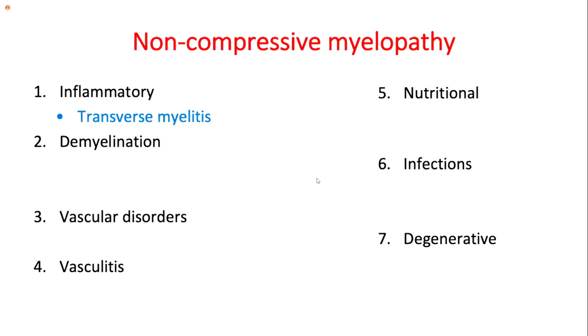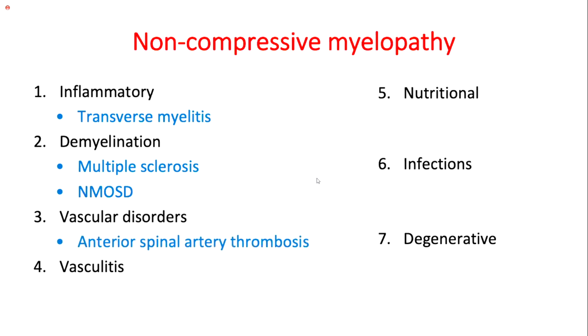Inflammatory, you need to know transverse myelitis. 2 types. One is multiple sclerosis. The other one is NMOSD. What does that stand for? Neuromyelitis optica spectrum disorders. We shall talk about that in a bit more detail. Vascular disorders like anterior spinal artery thrombosis.